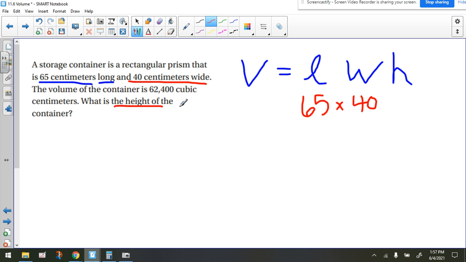They're asking for the height, so let's just bring down the H. And they give us the volume. This sentence right here says the volume of the container is, and they give us this number. So that number gets substituted right here.